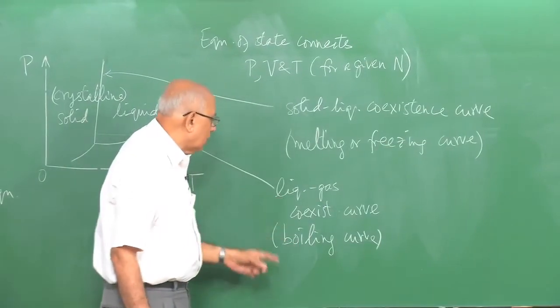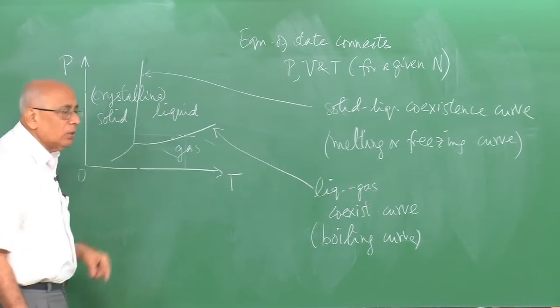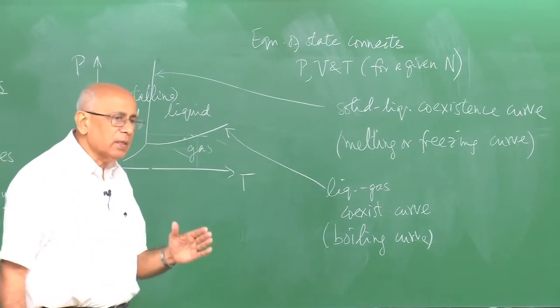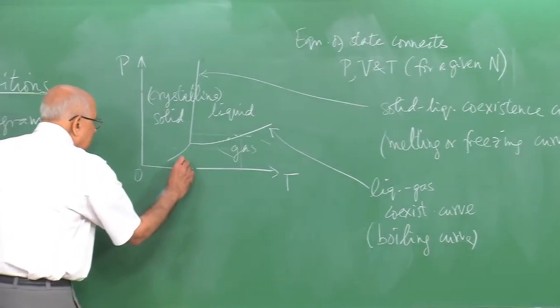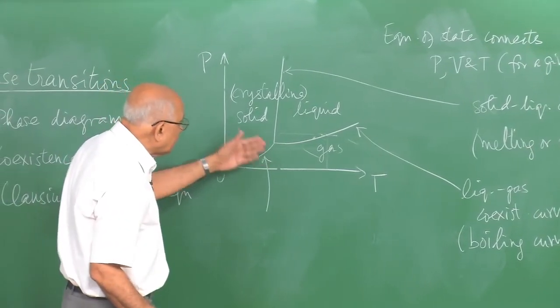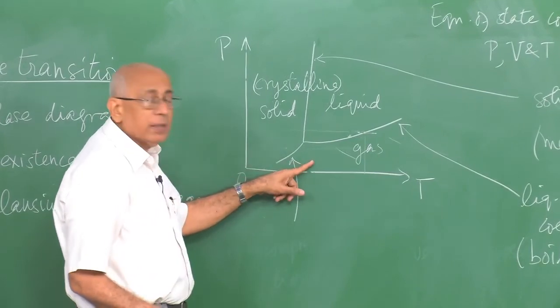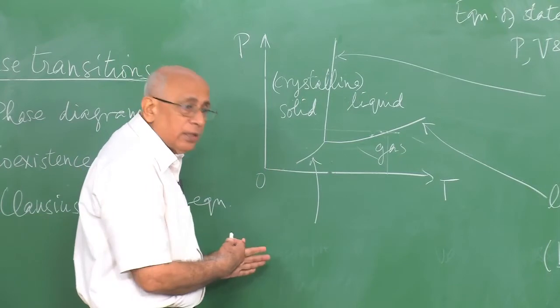The liquid gas coexistence curve is also the boiling curve, and both these curves tell you how the corresponding transition point, the temperature, changes as a function of the pressure. This curve here separates the solid from the gas phase directly. So, it means that the solid can directly evaporate into the gas, or the gas can directly get deposited as a solid if the conditions are right.